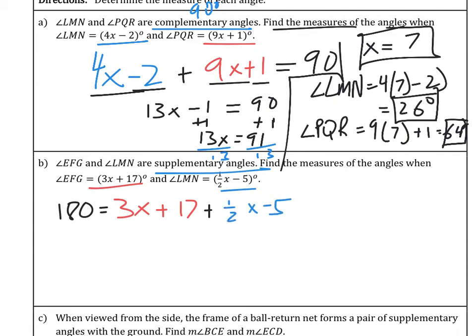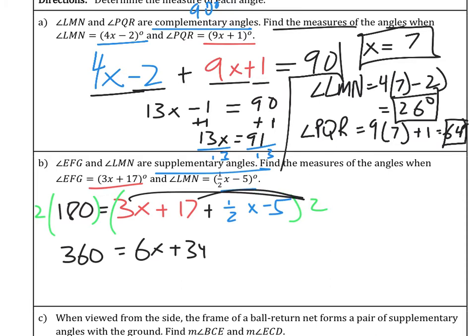All right. Now this one's a little weird with the 1/2. So a good way to solve this is to multiply both sides by 2. In other words, multiply everything by 2 because this 2 is going to get distributed. What happens is we end up with 360, 2 times 180. Distribute this 2 here. We get 6x plus 34. 2 times 1/2 x is 1x, and 2 times 5 is 10.